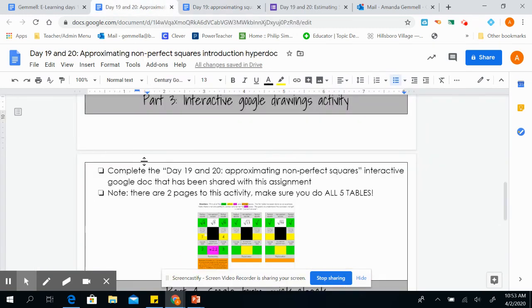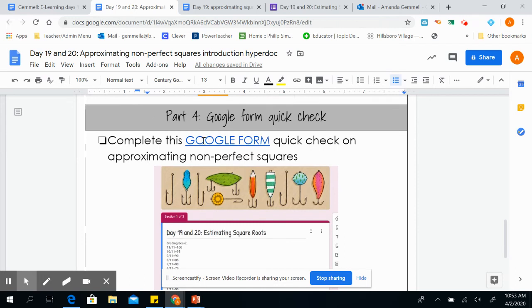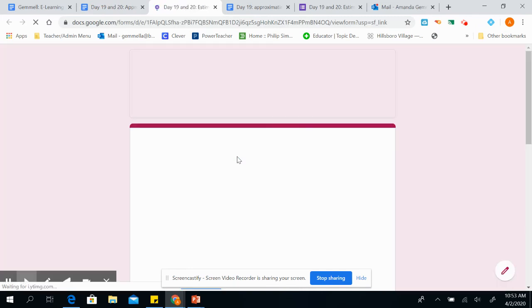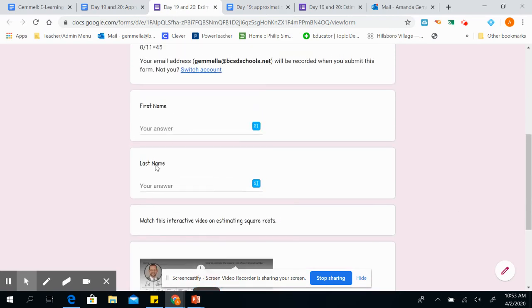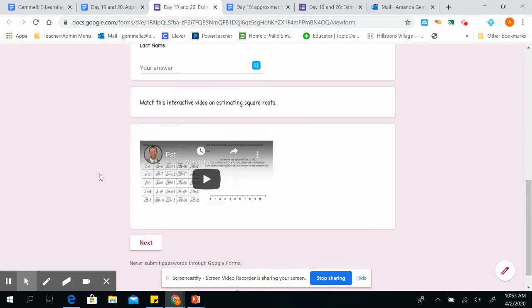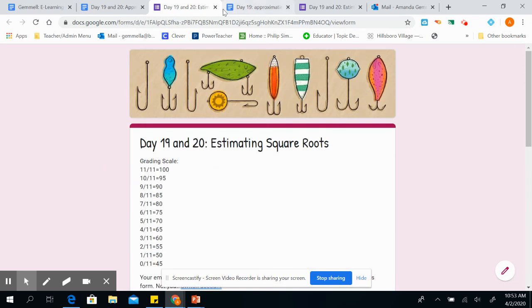Okay, and then we can go back to our original HyperDoc, and the last part is to complete this Google form. It's been linked here, and I put a picture. It's also attached to your assignment. When you open it, it will bring you to this. You just need to answer the questions. It goes through different sections, so there's more than just this page. You need to click next each time, answer all the questions in the Google form, and here is your grading scale if you want to know what will be put in the gradebook when you finish.